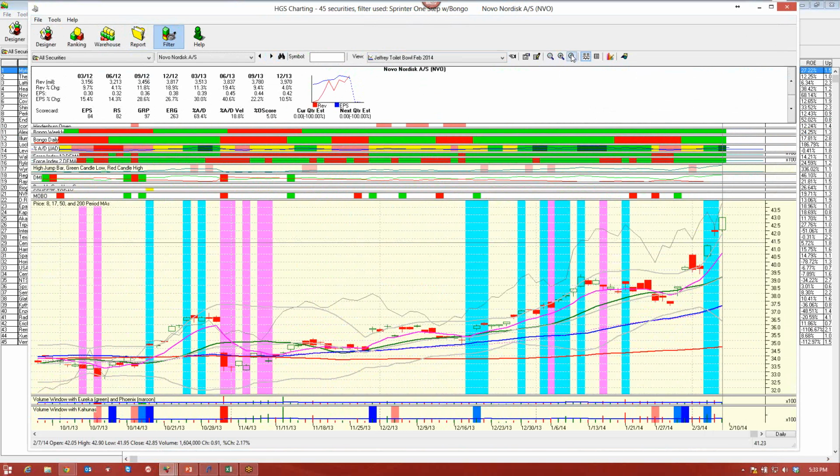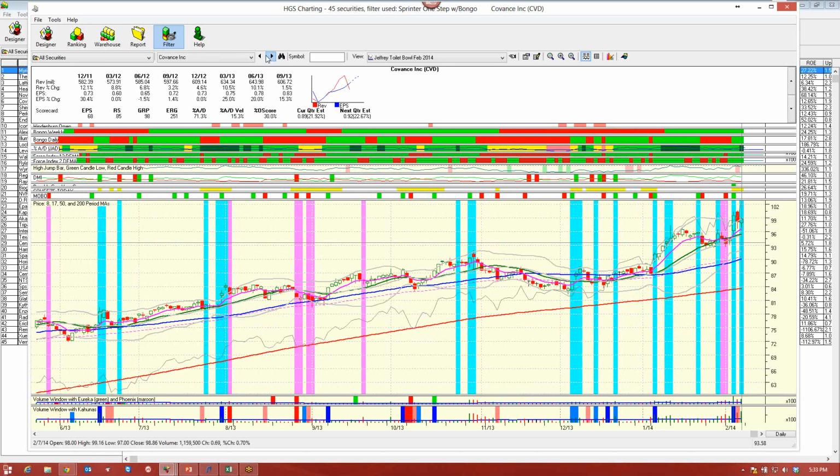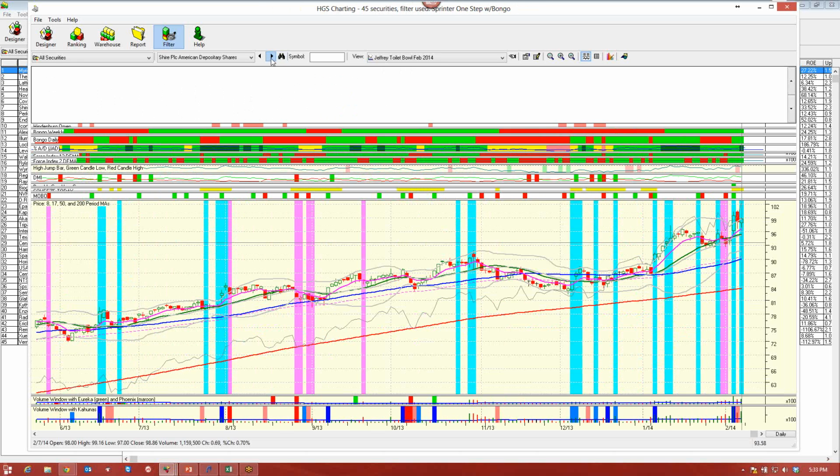Nordisk, this is a biotech company that's been a big mover. It gaps a lot because it's an ADR. Covance, Icon, Wuxi are all contract research organizations. A lot of the pharmaceutical companies will be outsourcing more and more work to save costs. These companies are doing well because of that outsourcing.